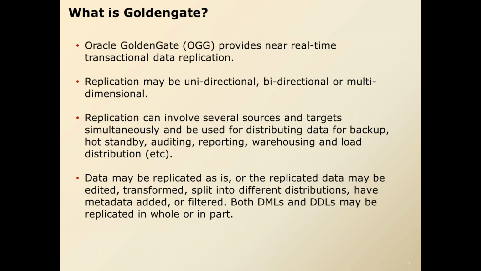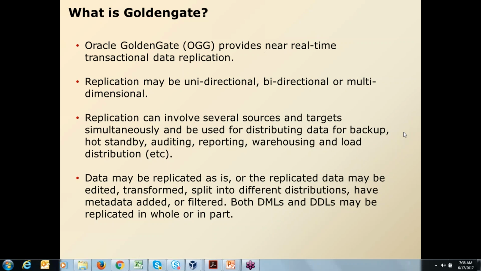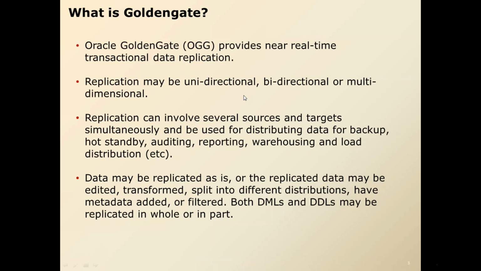So first of all, what is Goldengate? Why Goldengate is used? Oracle Goldengate is a tool which provides near real-time transactional data replication. Now what do we mean by real-time? It replicates the data from source database to target database in real time.